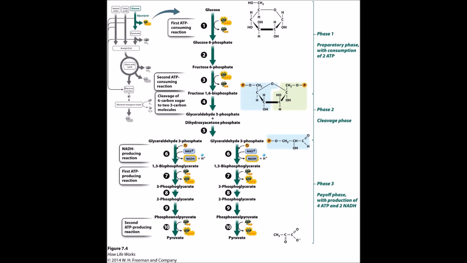Phase 1 is the consumption of 2 ATP molecules, creating ADP. Then phase 2 is the cleavage point of the cycle. This is the separating to create 2 separate pyruvate molecules. In phase 3, it is the production of 4 ATP molecules from ADP, and of 2 NADH molecules.